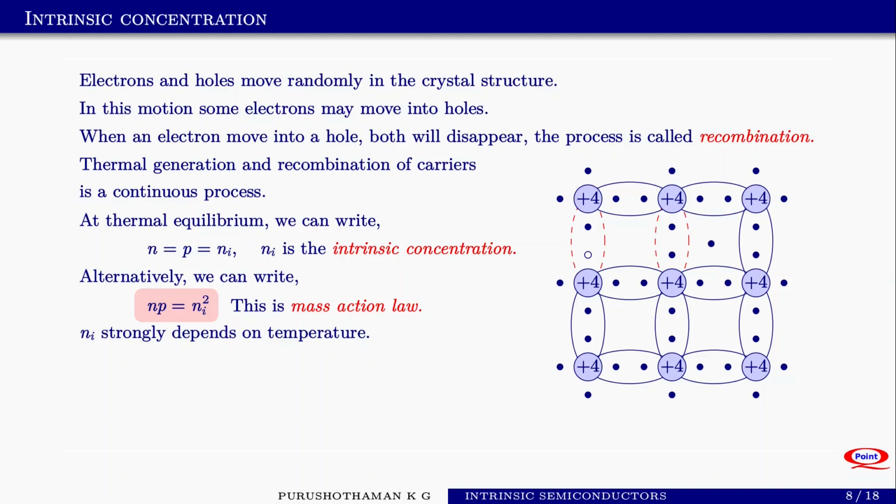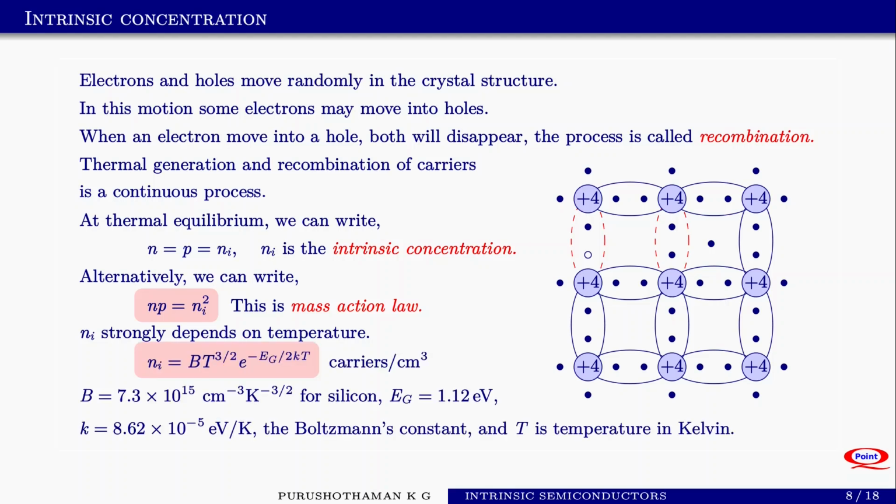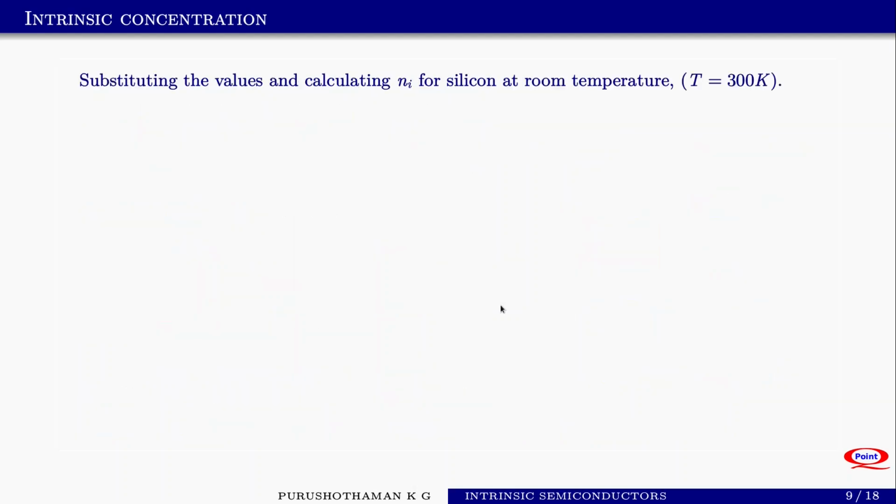As temperature increases, more and more covalent bonds are broken, so that will increase the intrinsic concentration. ni is given by this expression. ni is equal to B T raised to 3 by 2 e raised to minus Eg by 2kT. The values are given here. Substitute these values and calculate ni at room temperature. Room temperature is taken to be 300 Kelvin.